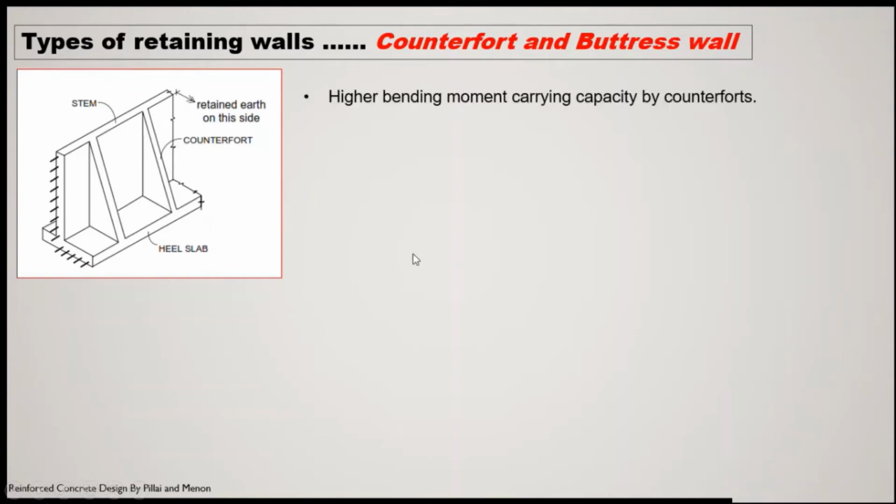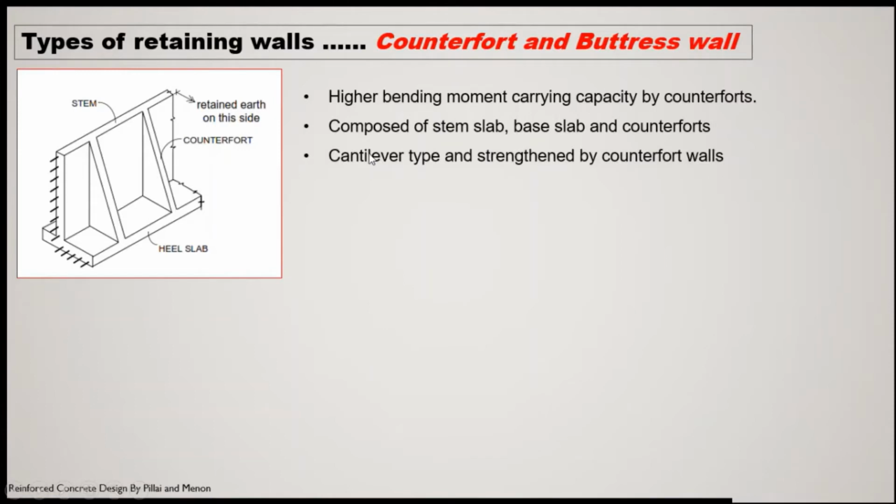Now, higher bending moment carrying capacity by the counterfort. So these counterforts will compensate or take care of excessive bending moment. Otherwise, you have to increase the height of the wall. Again, it is composed of the stem slab, base slab, and the third component is the counterfort. It's cantilever type, and counterfort walls will act as a strengthening component, that is, they will strengthen the stem slab.